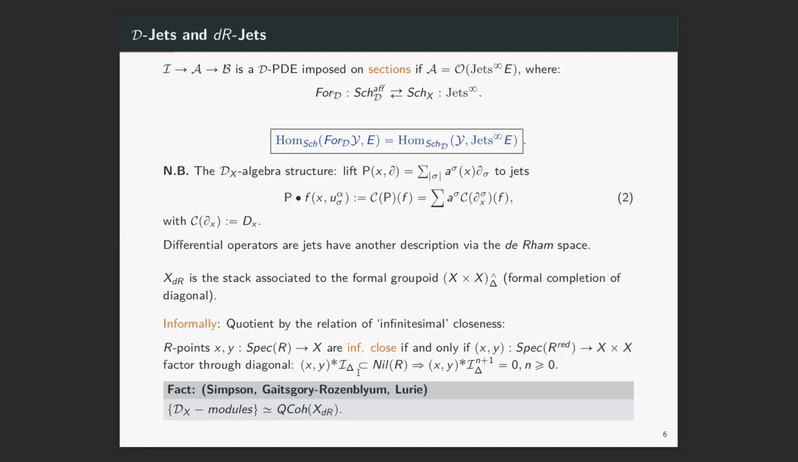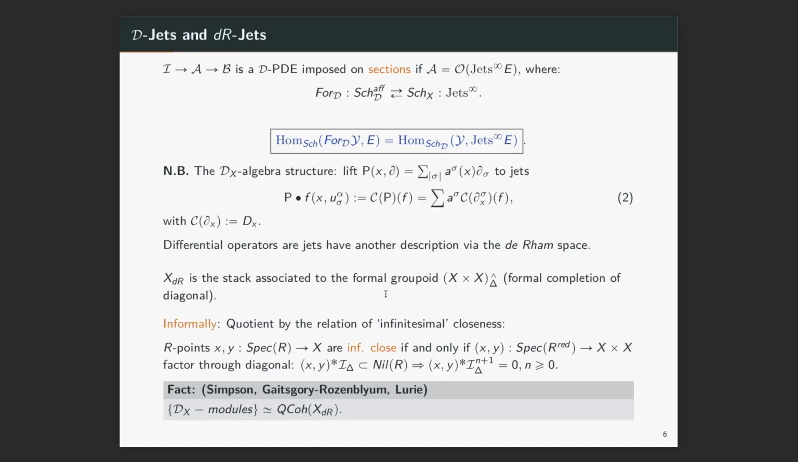So I is the diagonal ideal, and it means if you pull back the ideal, you land in the nilradical of the R. So it means that if you look at some power of the formal completion, for some n, it's going to vanish. And this is sort of like the vanishing order. And in fact, this vanishing order corresponds to the order of the jets. So if you take the limit over all of these n's, you should get infinite jets.